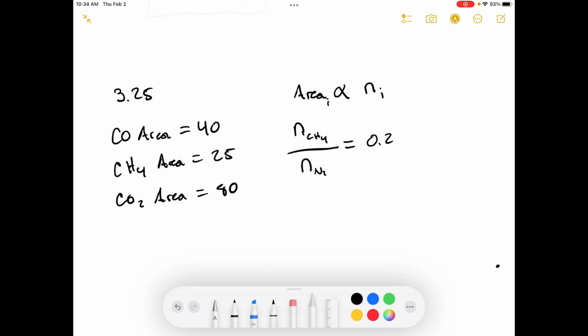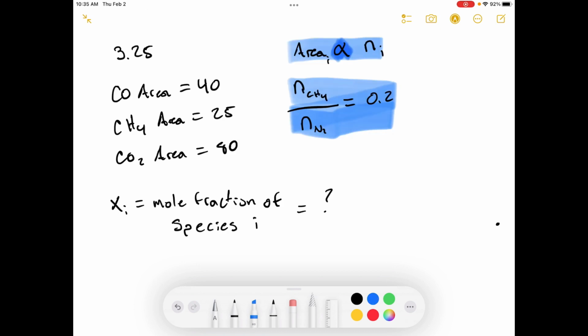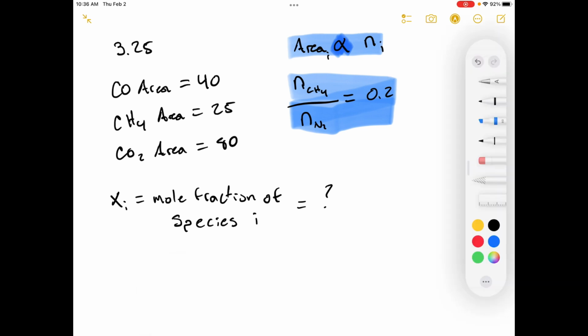From the problem statement, we also know that the area is proportional to the moles. This sign means the area is proportional to. And they also gave us this relationship between methane and nitrogen. We're trying to figure out the mole fractions of each of the species for part A. In order to determine the mole fractions, let's use the information they gave us about how the area under the curve is proportional to the number of moles we have.